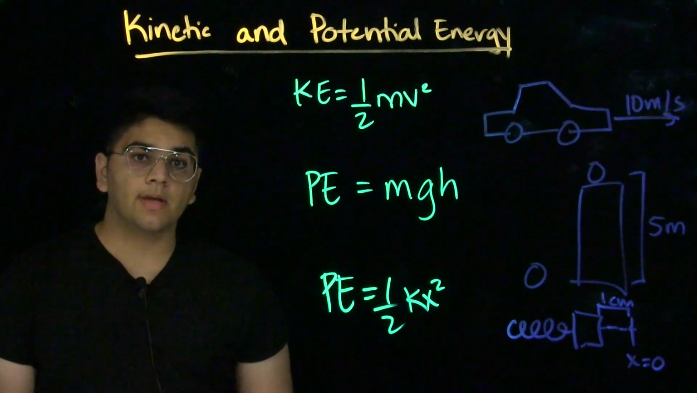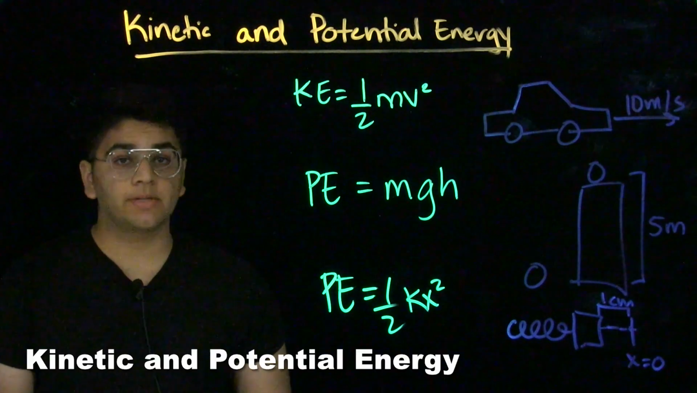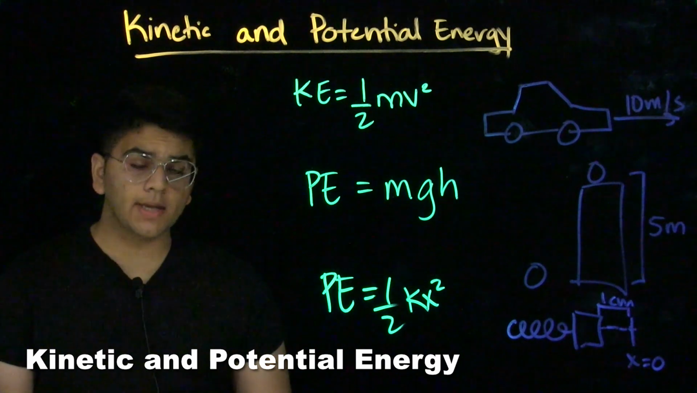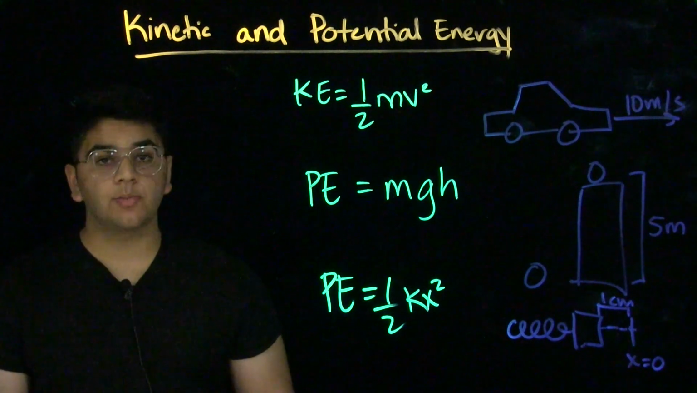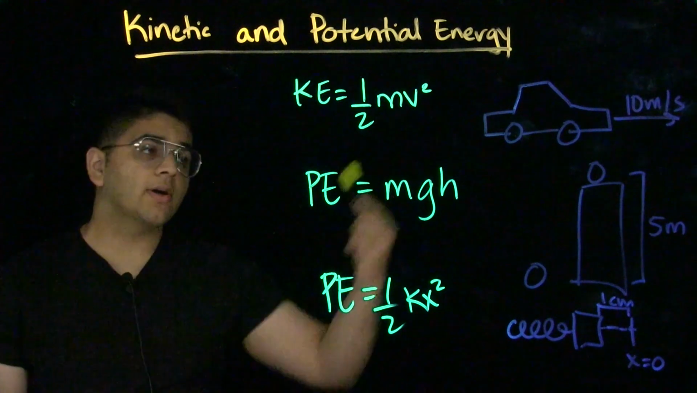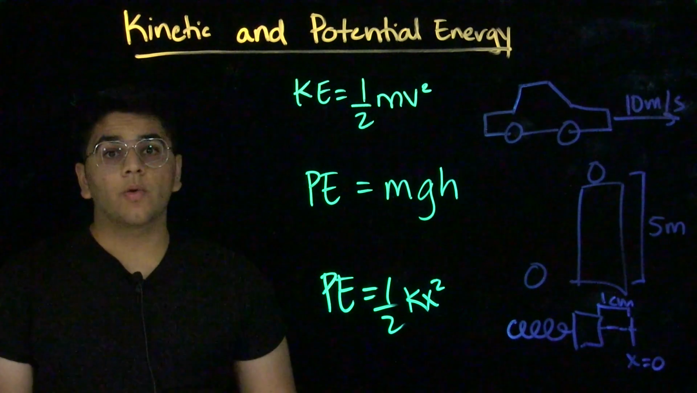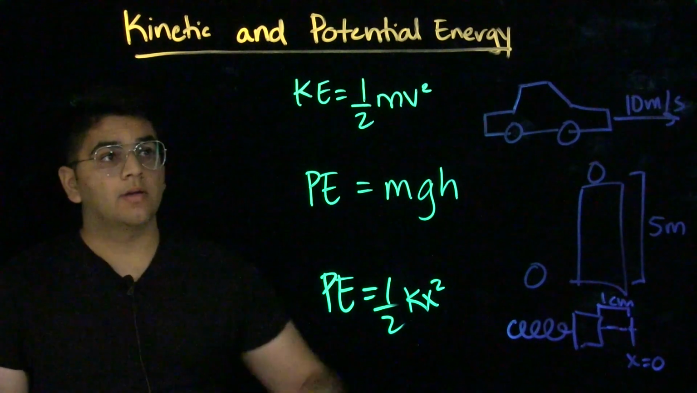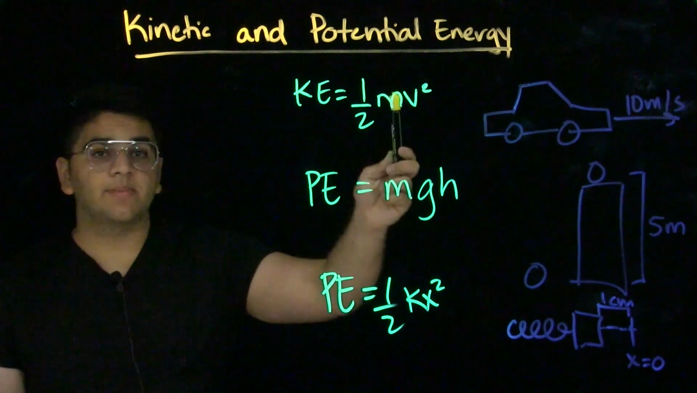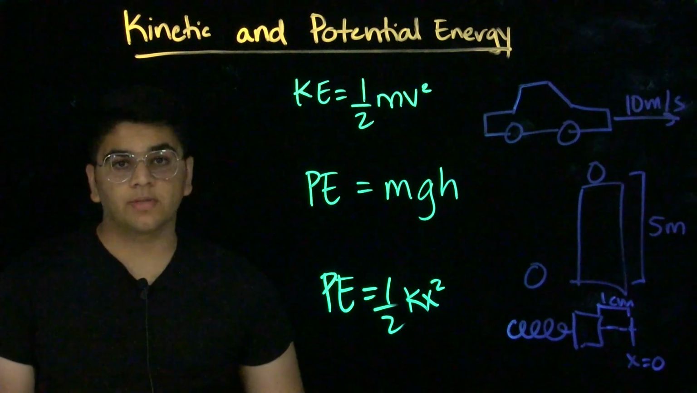Hello everyone. In this video we will be talking about kinetic and potential energy. Kinetic energy is the energy contained by moving objects. So for example, if a car is moving at 10 meters per second, it has kinetic energy. We can find kinetic energy of an object using this formula of 1/2 times the mass times the velocity of the object squared.